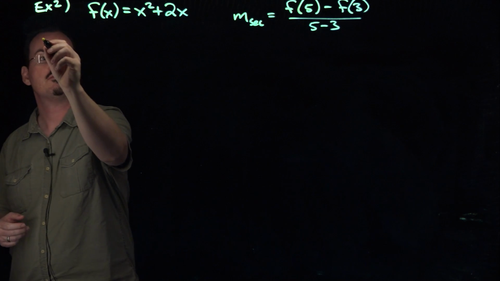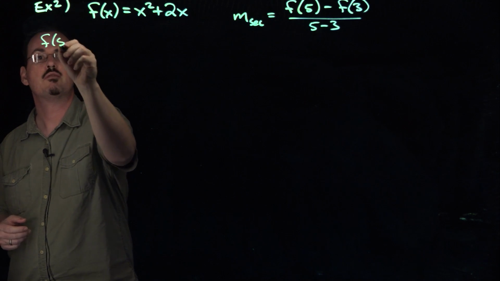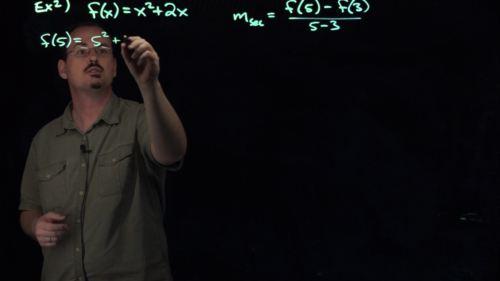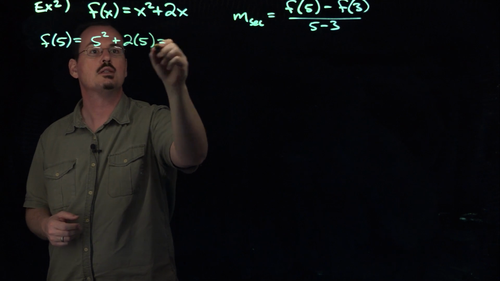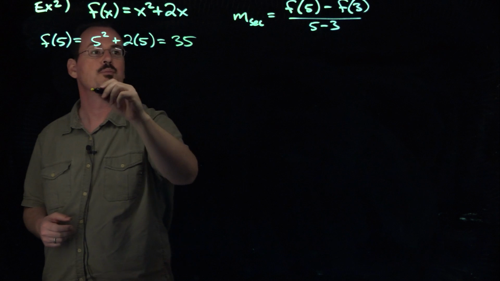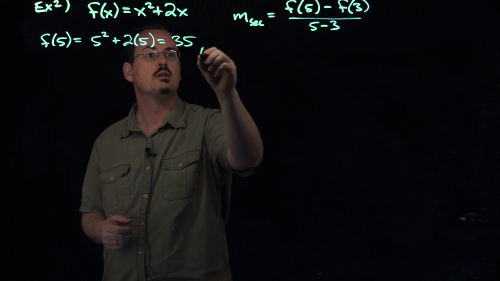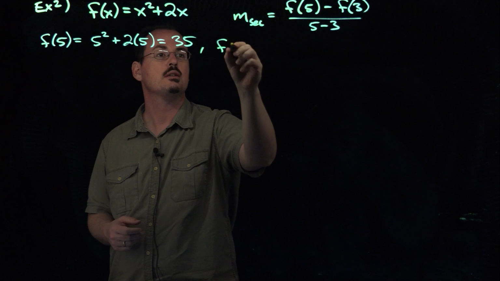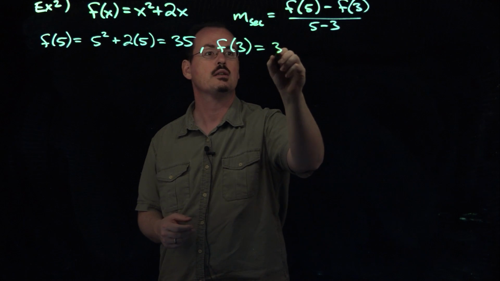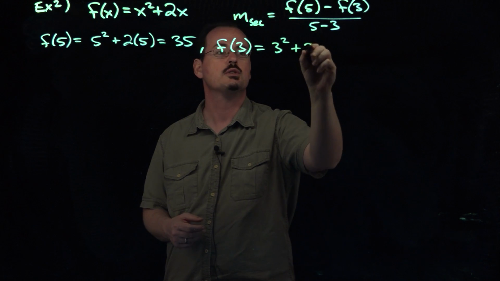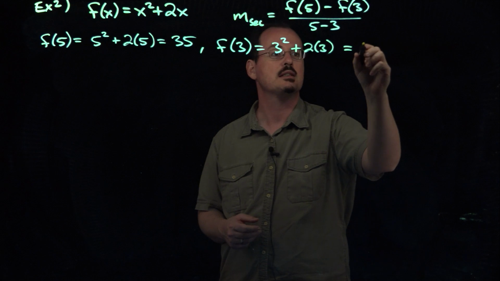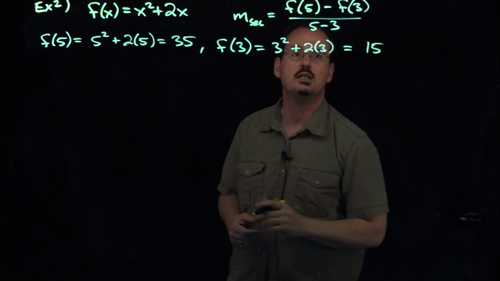F of 5 we can find plugging 5 into the function, so we're going to get 5 squared plus 2 times 5. That's 25 plus 10, that's 35. F of 3, the other one, is going to be 3 squared plus 2 times 3. So that's 9 plus 6. 9 and 6 gives us 15.